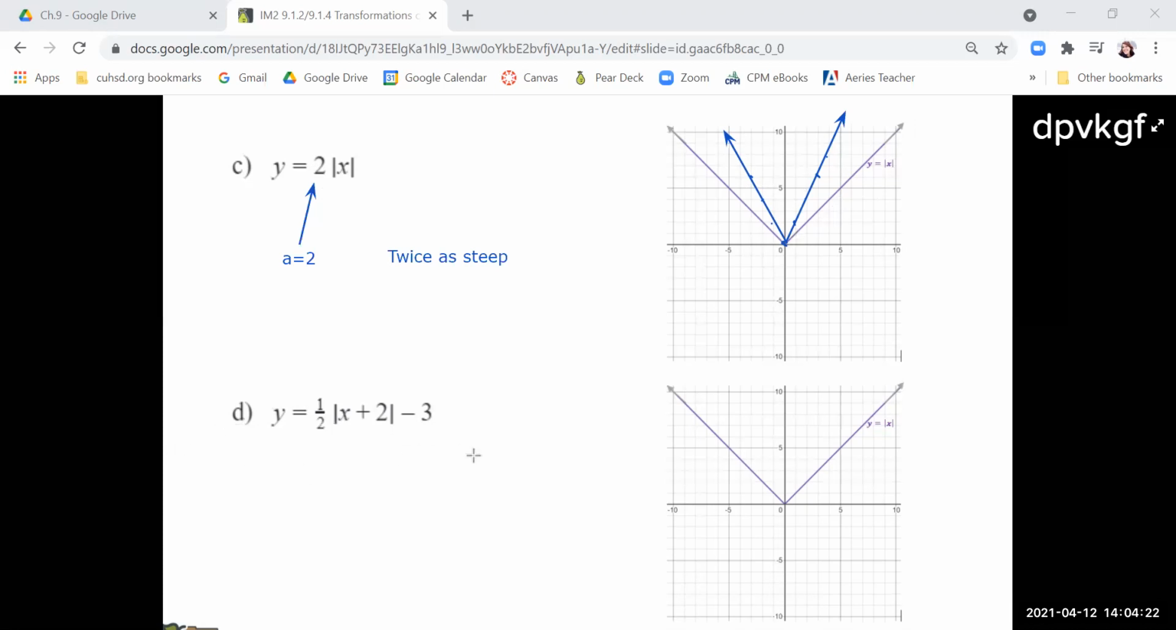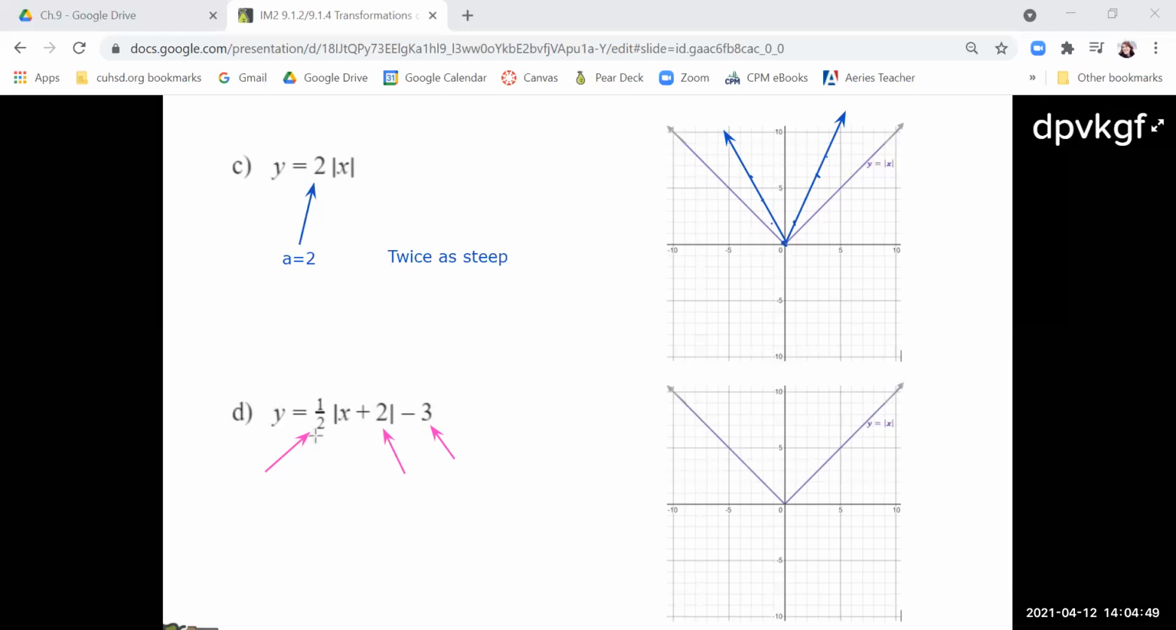And then finally, our last example puts all those things together. We're looking at all 3 parts of the equation adjusted. We have an A value of 1/2, an H value of -2, and a K value of -3. So we identify our new vertex and change our slope. The slope on the right-hand side will be 1/2.